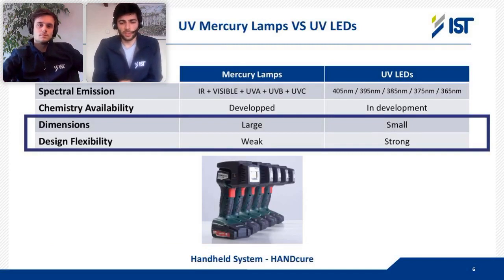The second main difference is the size. UV LEDs are smaller and you can make custom designs. For example, we have shown a handheld system we offer at IST, the Handcur. You can see this system is based on the UV LED technology. It would not be feasible and available in mercury technology.